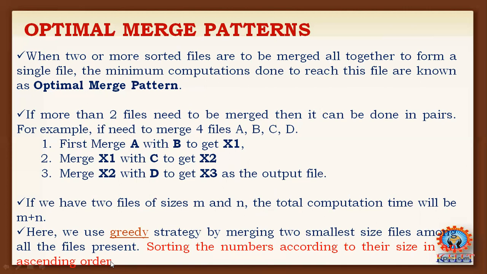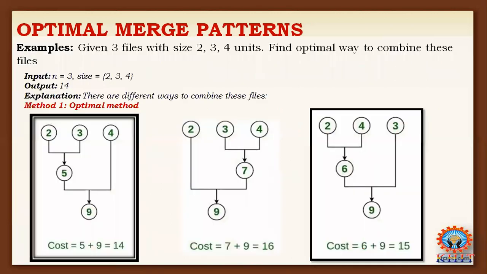If you want to solve the problem using greedy strategy, initially we need to arrange the given files according to their size in ascending order. Then only we can apply the merge strategy. Now let us see how to solve the problem with an example. Consider this example: there are three files. The files have sizes 2, 3 and 4 units respectively. Now find the optimal merge pattern for the given problem.